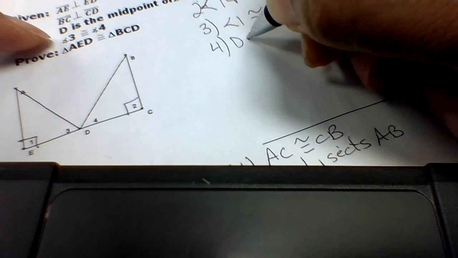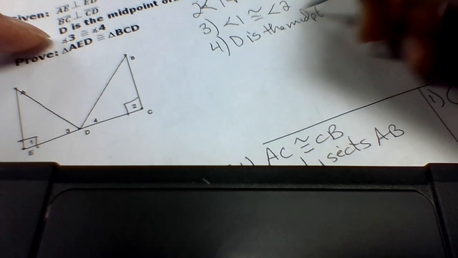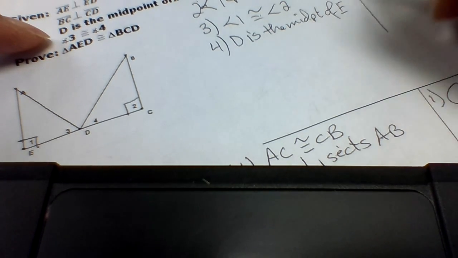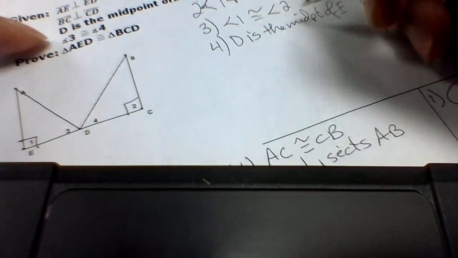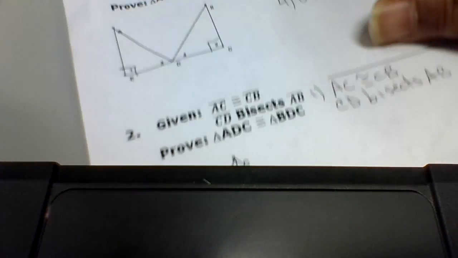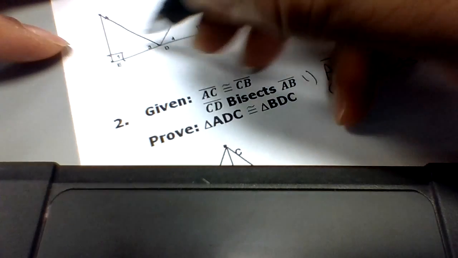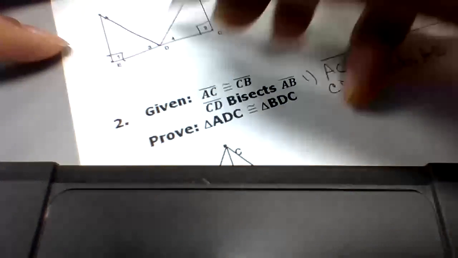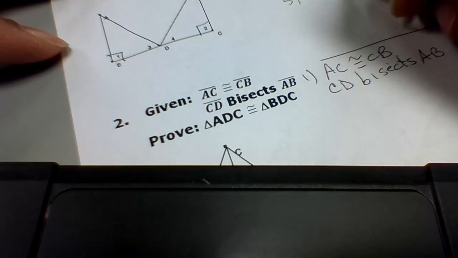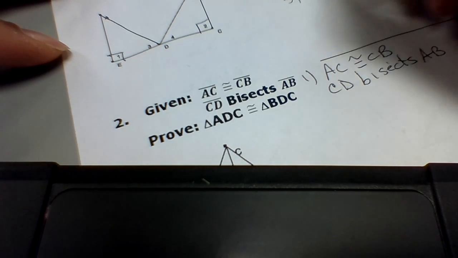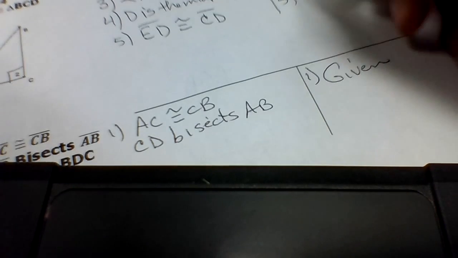All right, problem number 4. I can come over and say D is the midpoint of EC, and that was given to me. So that's why I can say that. So if I have a midpoint, what does midpoint mean? It's the middle. So if it's the middle, that means it cut that line into two equal parts. So name those two parts. ED is going to be congruent to CD. Why? Because that's what the definition of a midpoint is.